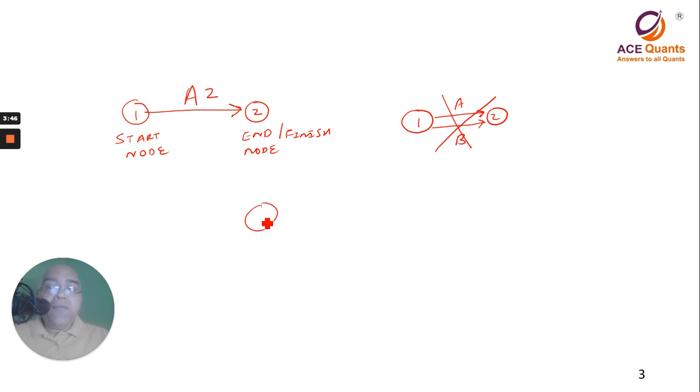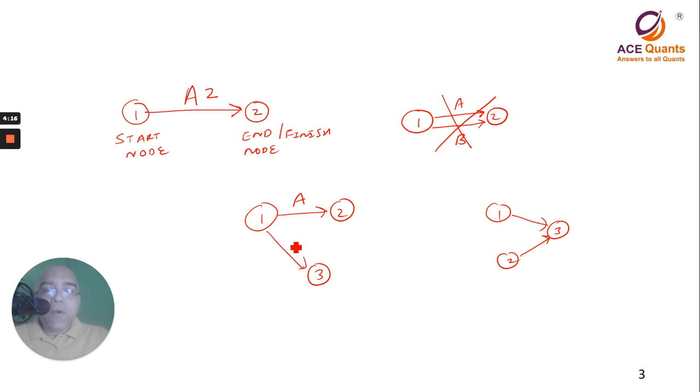What am I saying? We could perhaps have a situation like this: same start but different finish, or different start but same finish. This is possible, but two or more activities having the same start and the same end is just not possible. So how do I show this relationship? Simple. I'll say 1 to 2 is A, 1 to 3 is B, and then wherever B is ending, I can join a dotted line to 2. The dotted line is called a dummy.